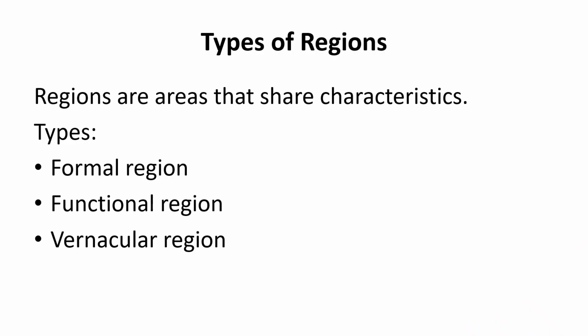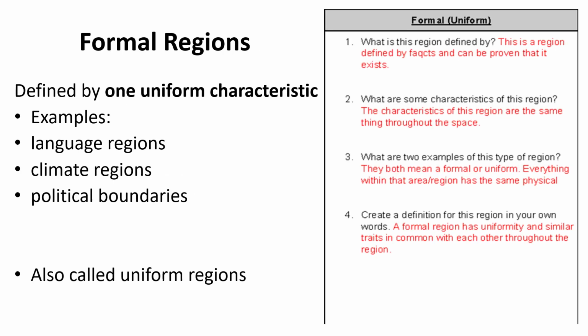Types of regions are used to analyze areas. Regions are areas that share characteristics. There are three types of regions: formal regions, functional regions, and vernacular regions. Formal regions are also called uniform regions because they are defined by one uniform characteristic. Examples: language regions. There might be one, possibly two, dominant languages.